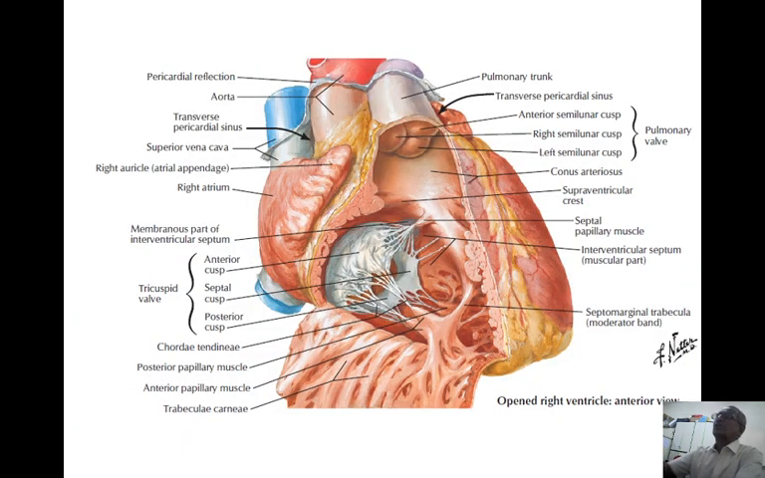So here we are showing the anterior papillary muscle. The chordae of the anterior papillary muscle are going to the anterior cusp as well as the posterior cusp, whereas chordae from the posterior papillary muscle are going to the septal cusp. Of course, these are regulating the closure of this atrioventricular valve during systole.